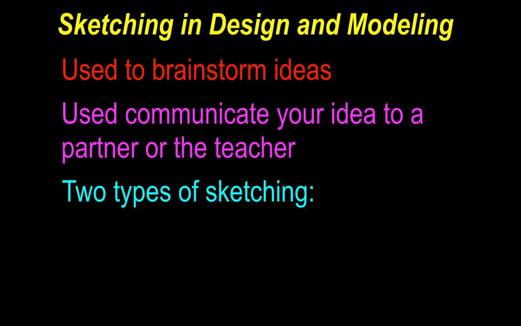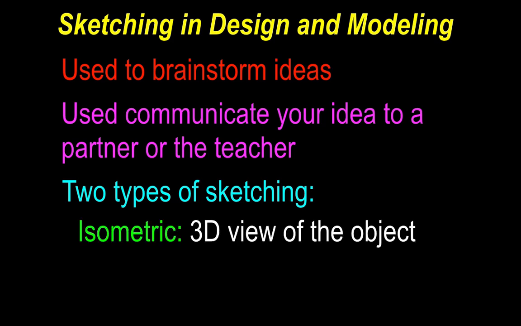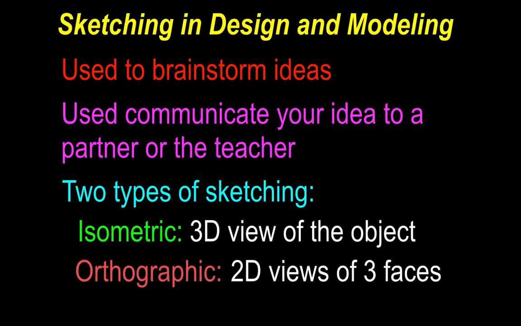There are 2 kinds of sketches that we're going to be using. One is called isometric, which is basically 3D views. And the second kind is orthographic. That basically is multiple views in 2D, so flat, of 3 different faces.